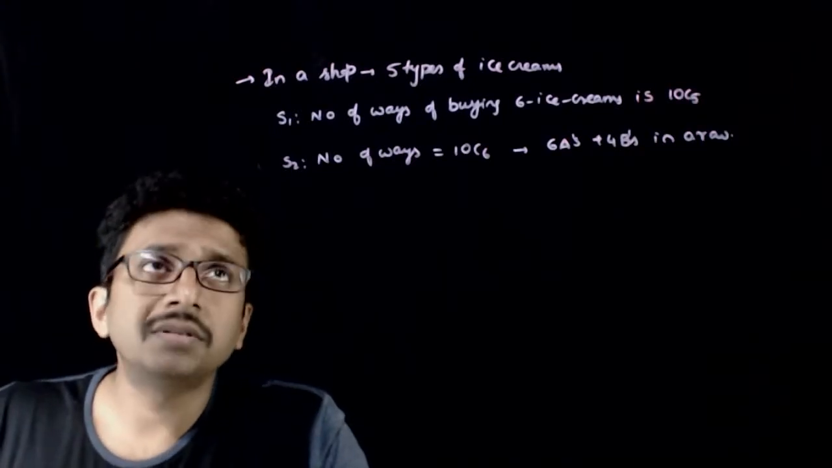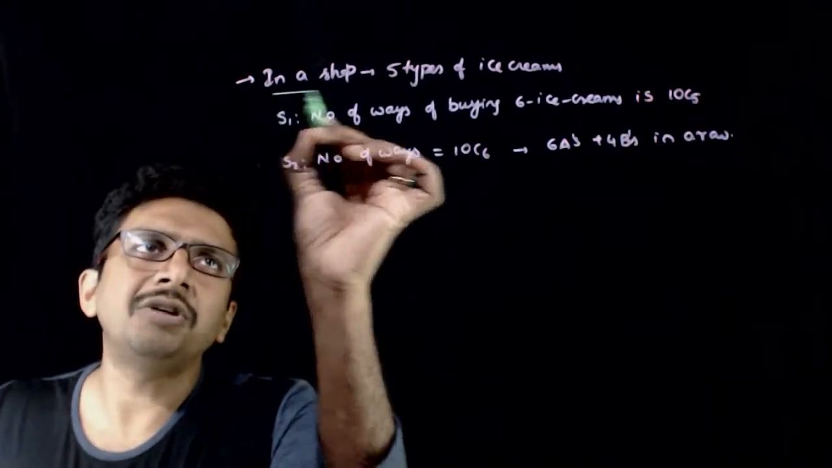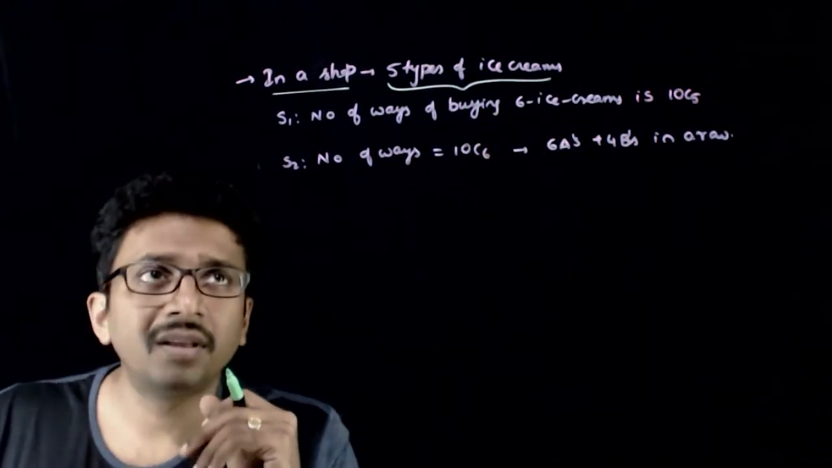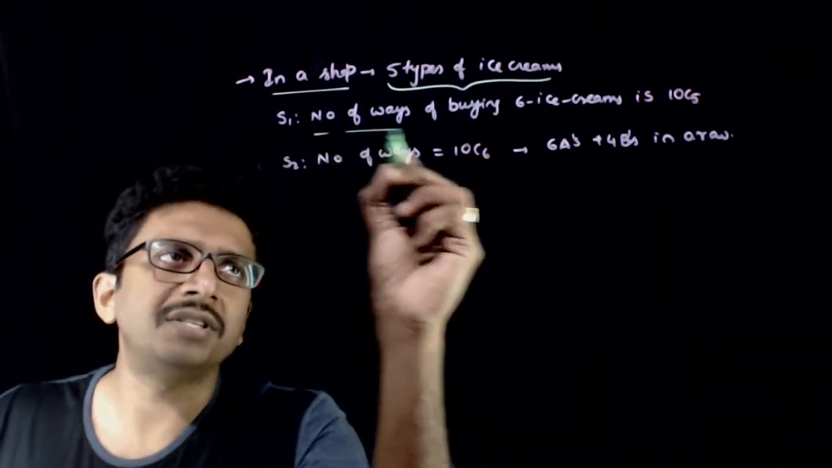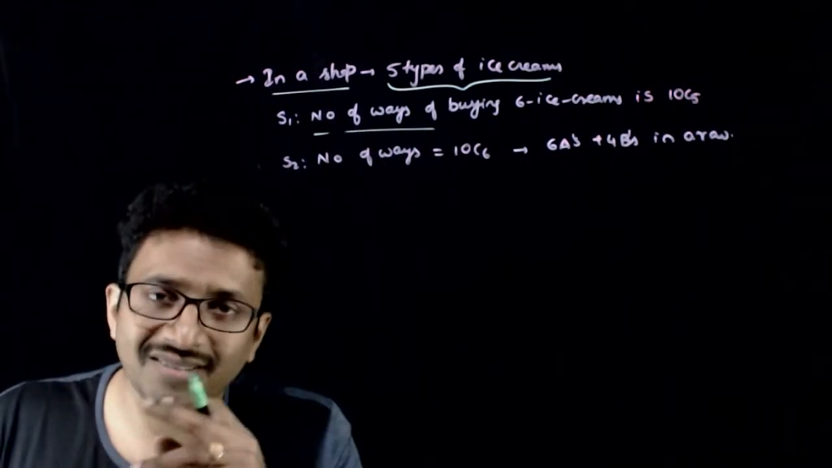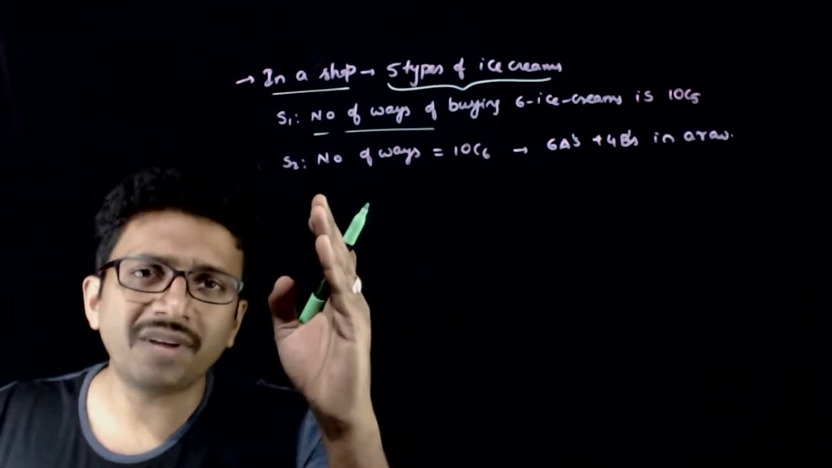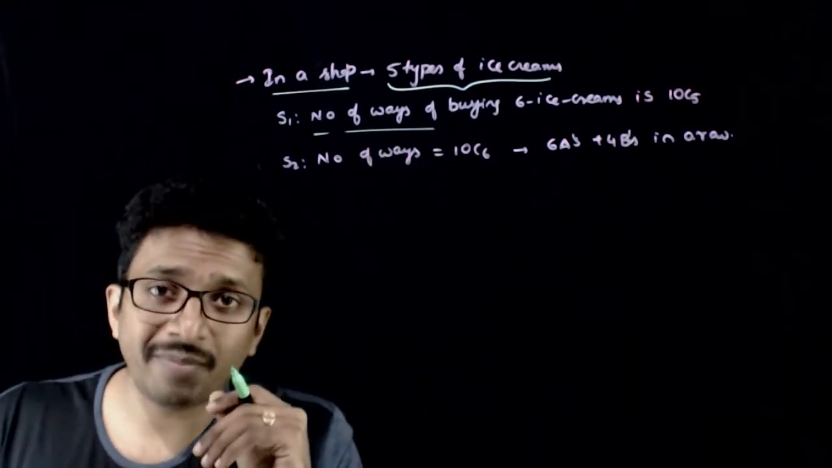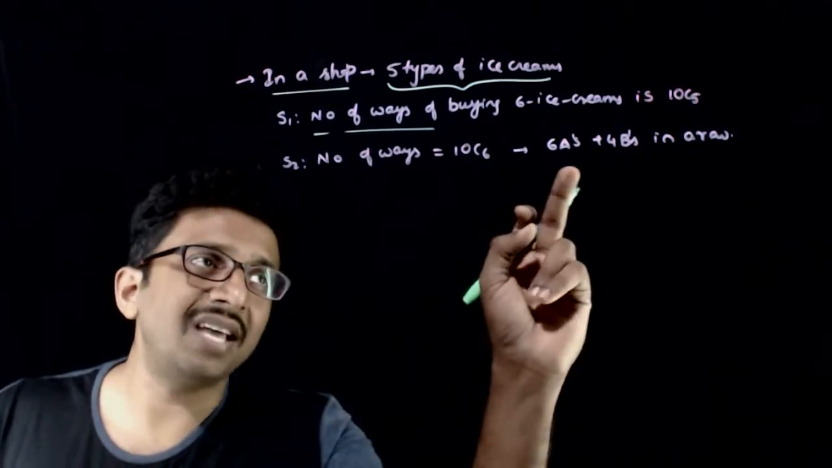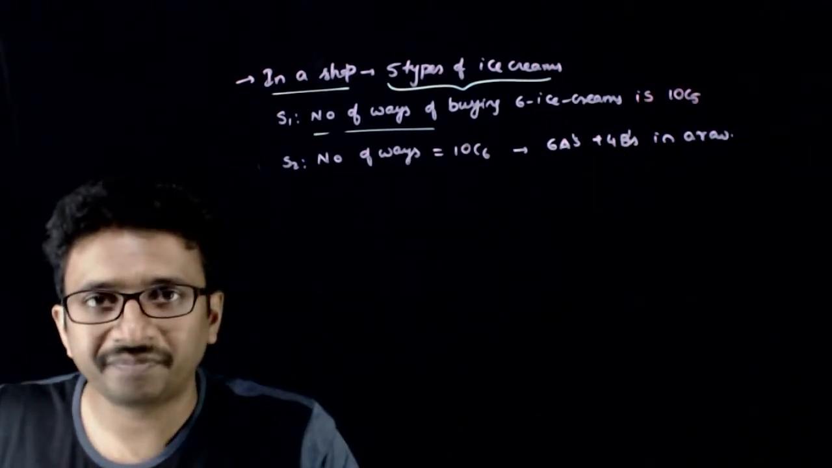So welcome students. In this question, you're given that in a shop, 5 different types of ice creams are available. Now, the number of ways in which a child can buy 6 ice creams is NTSE 5, that is the first statement. And the number of ways in which the child can buy 6 ice creams is same as the number of ways of arranging 6 A's and 4 B's in a row.